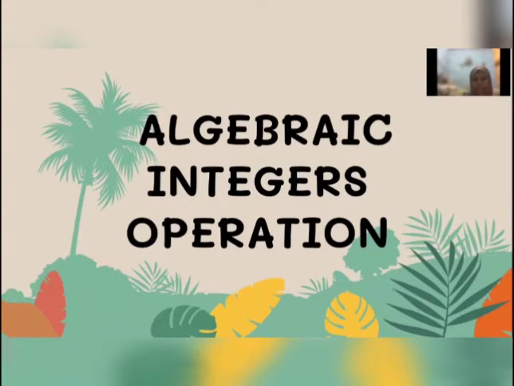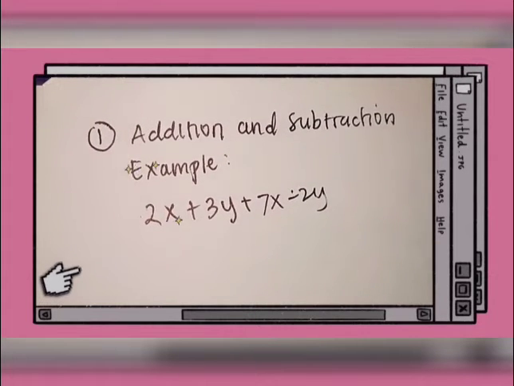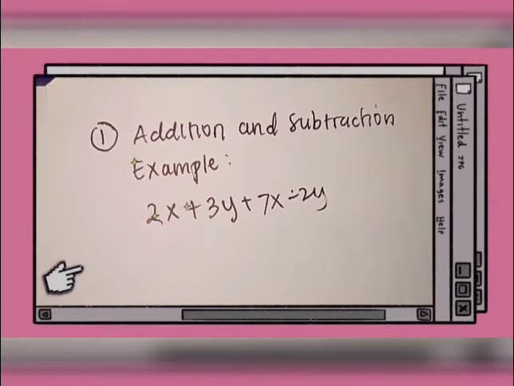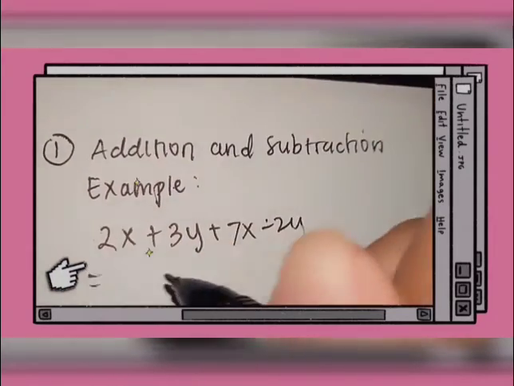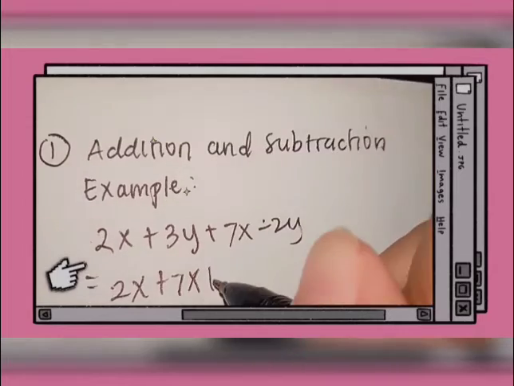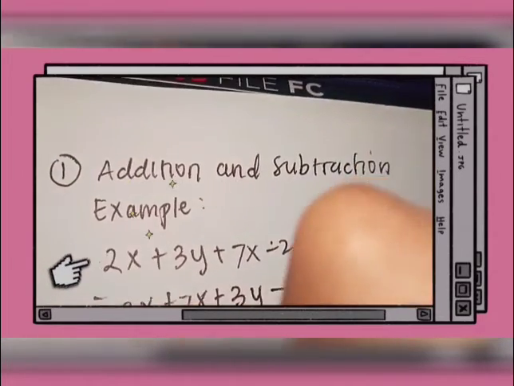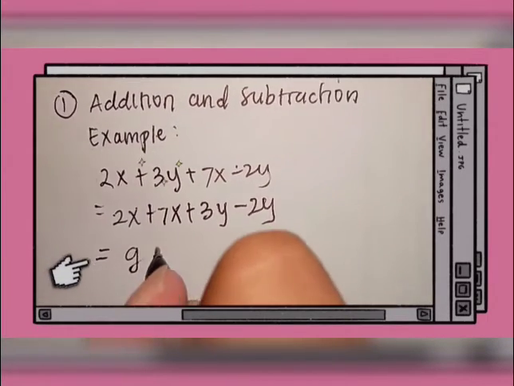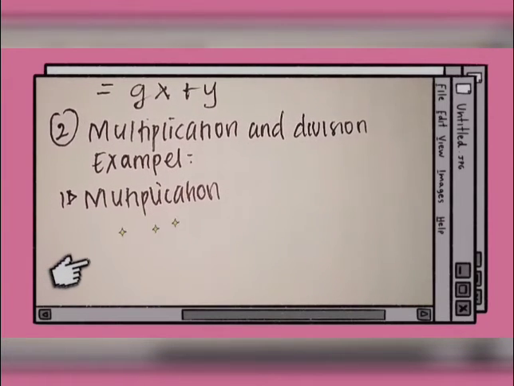Algebraic integer operations. Number 1, addition and subtraction. Example, 2x plus 3y plus 7x minus 2y equals 2x plus 7x plus 3y minus 2y equals 9x plus y. Number 2, multiplication and division.